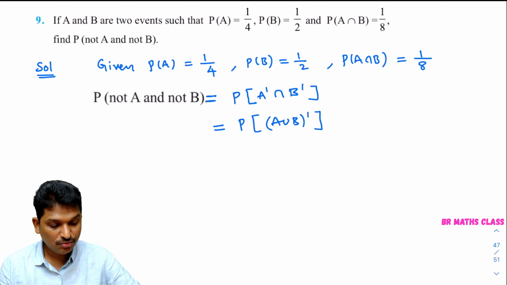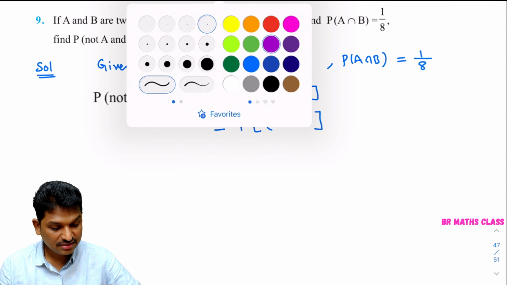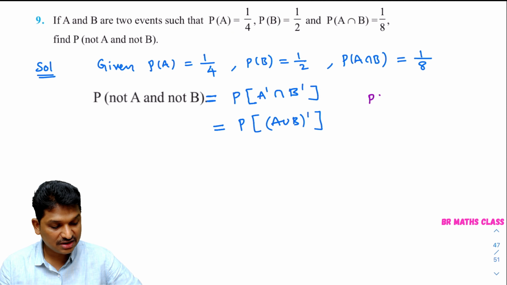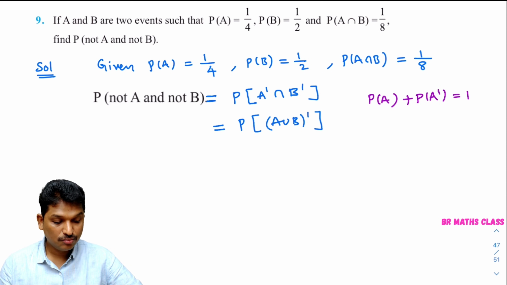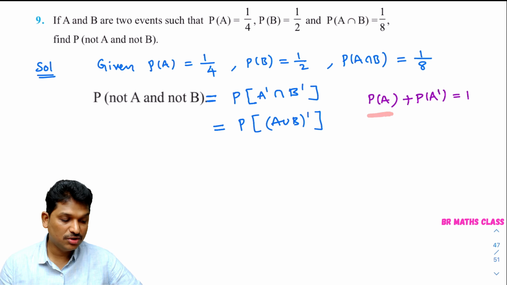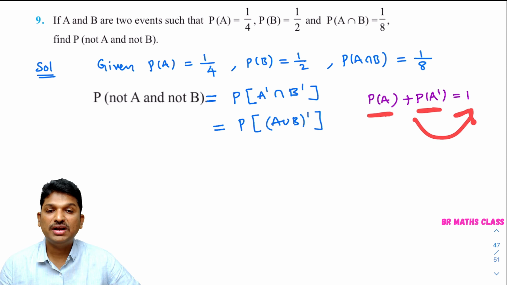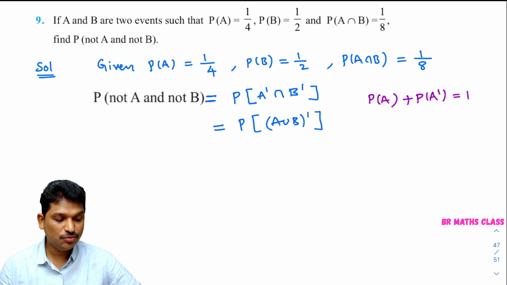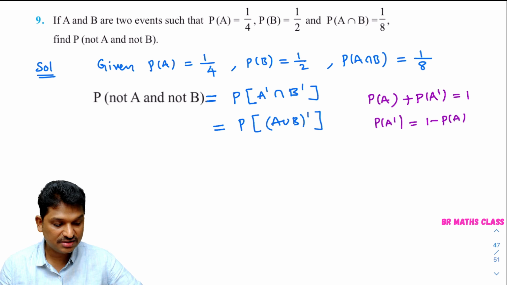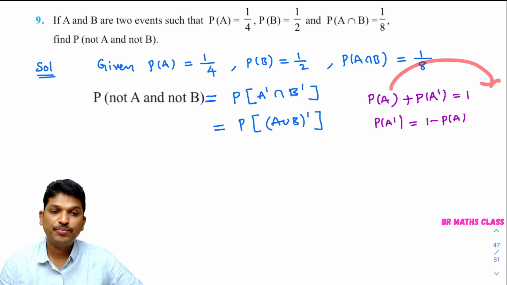And one more important result. We have this result in class 11 probability. We learned this: probability of A plus probability of A dash equals 1. From this, I can write what is probability of A dash. Probability of A dash equals 1 minus probability of A. You just take probability of A to the right hand side.